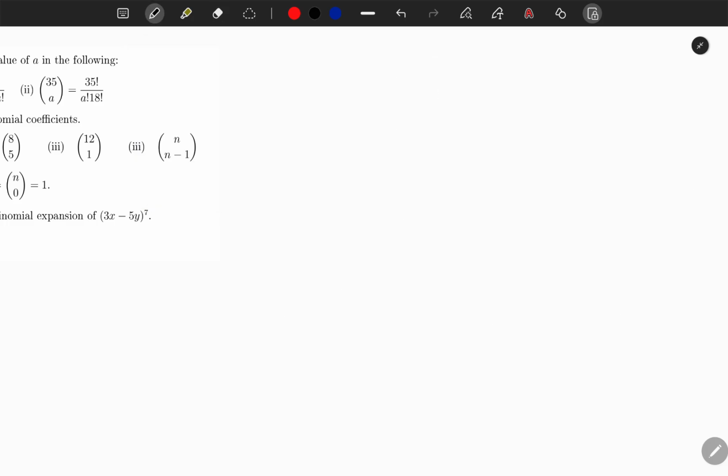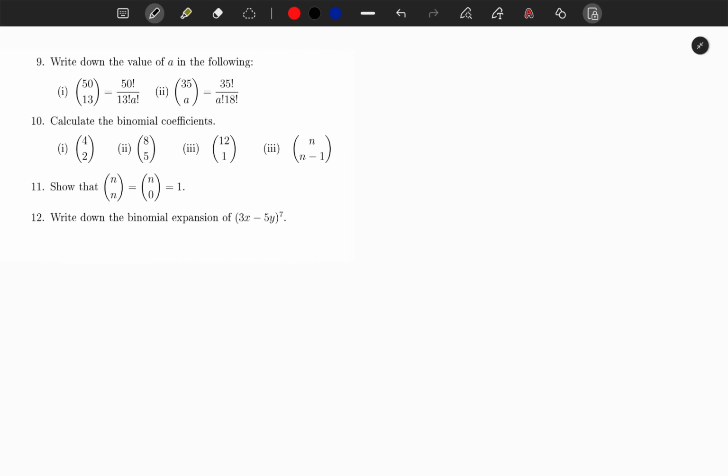All right. Next is question 12. Write down the binomial expansion of (3x minus 5y) to the power 7. All right, so it's up to us which one we want to use. It will be quite long, but if you can use the binomial theorem, you are not restricted. You can even use Pascal's triangle. If you want, you can use the binomial theorem. Whichever you're comfortable with, you can proceed.